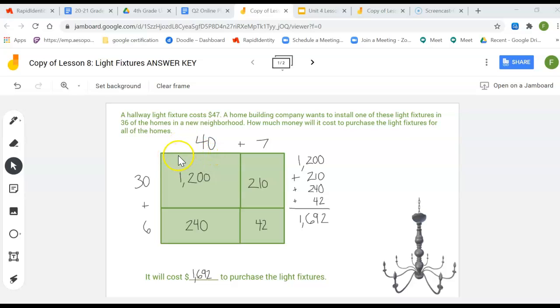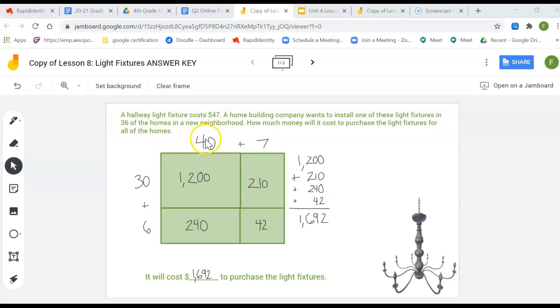Of course your multiplication problem should be 36 times 47. And you have to decompose both of these numbers using the area model. The 36 I've decomposed, and we decompose these numbers to make them smaller and more manageable, into something that's easier to work with. It's a lot easier to work with 30 and 6 than it is to work with 36.